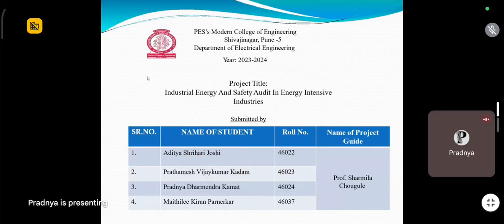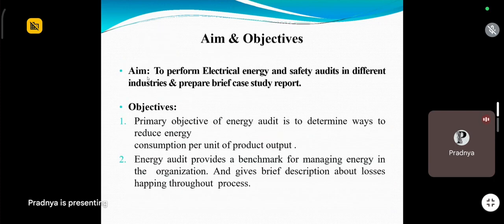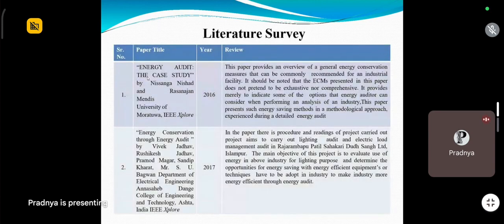Our final year project is on industrial energy and safety audit in energy intensive industry. My group members are Aditya Joshi, Prathamesh Kadam, and Maithili Panetkar. This project is under the guidance of Sharmila Chogle ma'am. Our project aim is to perform electrical energy and safety audit in different industries and prepare a brief case study report. These are the papers we took for reference for the project.